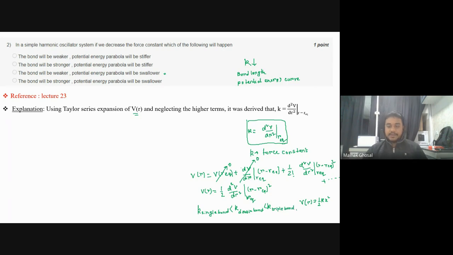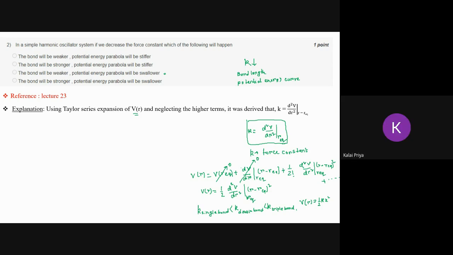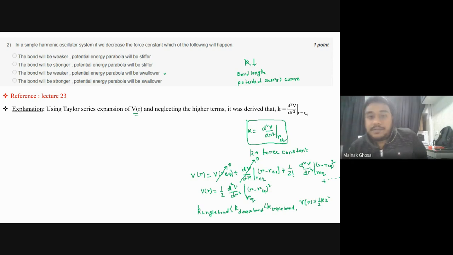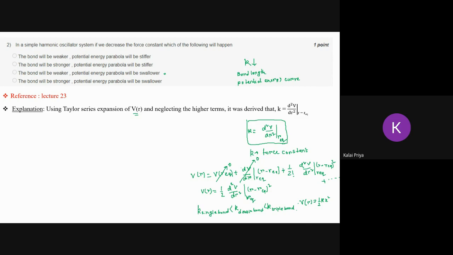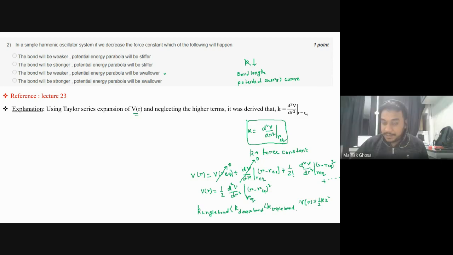So for a single bond you need very little energy because its force constant is very low. Now you are seeing that your force constant is decreasing. That means suppose there was a triple bond, it is becoming a single bond. Going from triple bond to single bond, will the bond be stronger or weaker?